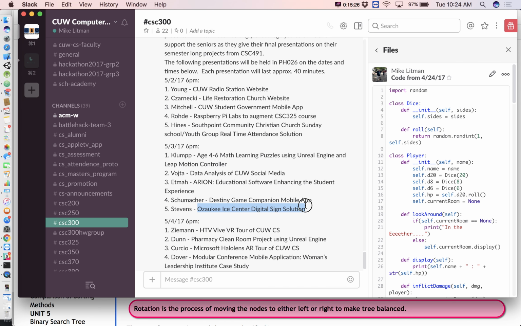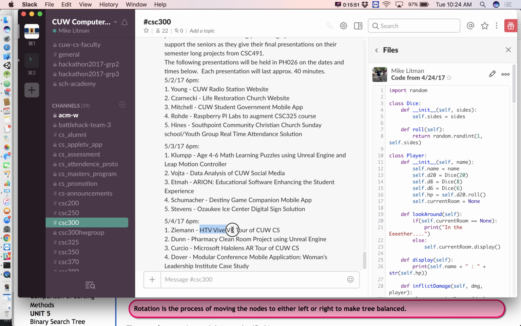So this is an app for the Ozaki Ice Center. So this is going to be a digital signage, but for real time, so they'll be able to manage it. And so schedules on the ice, hockey practice, all sorts of stuff like that, remotely administered and that kind of stuff. This one should be really cool. So, I mean, if you're going to only come to one presentation, I would come to this one.